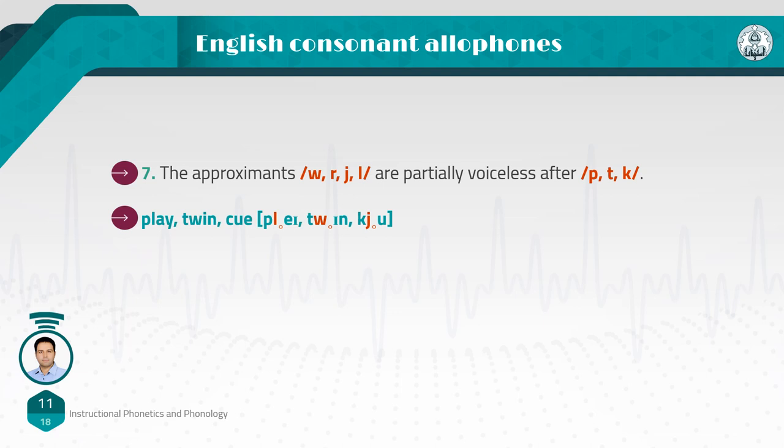Now compare it with play. Play. Here l is partially voiceless because it comes right after p, which is a voiceless stop. Or in tween, again, w, which is an approximant, is voiceless, and we show it by a small circle below w in our transcription. Or queue, y is voiceless because of k.